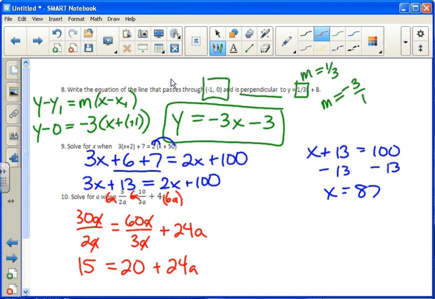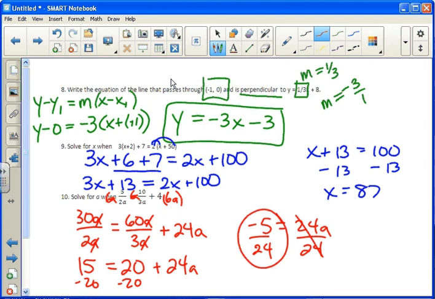Now I subtract 20 from both sides, and I get -5 equals 24a. And then divide both sides by 24. So I get a equals -5 over 24. Now I told you to omit 11, so I will not be doing that on the video. Well, let's move on to 12.